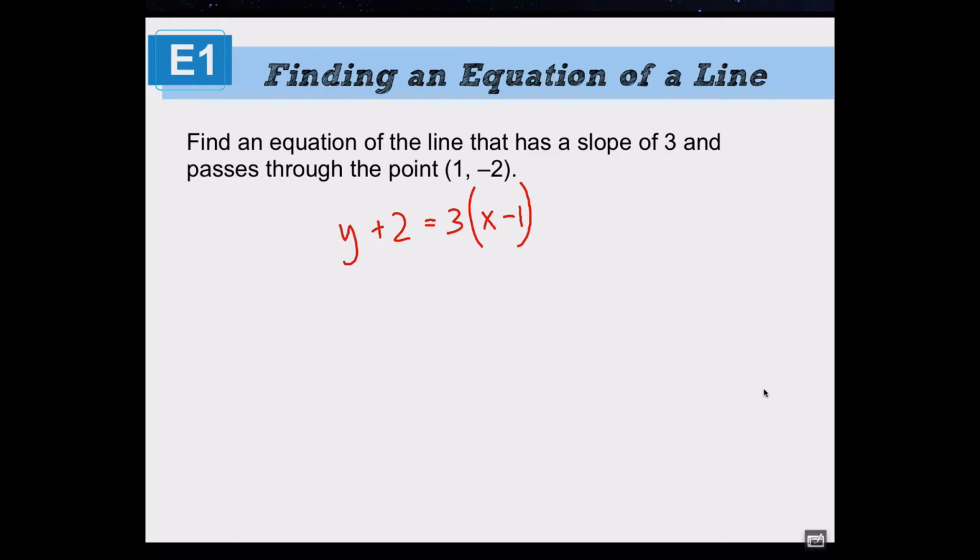Excellent. Easy. Suppose we don't have a slope and a point. Suppose we have 2 points. Then what do you do? And then? Then you do that. Good. Told you this would be easy today.